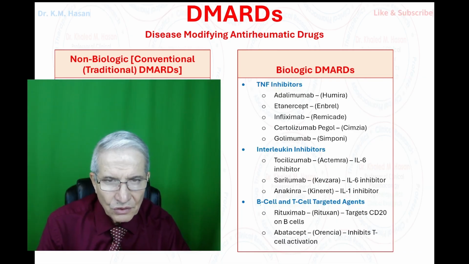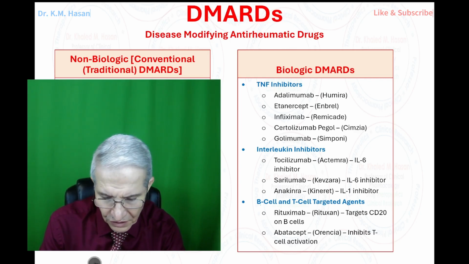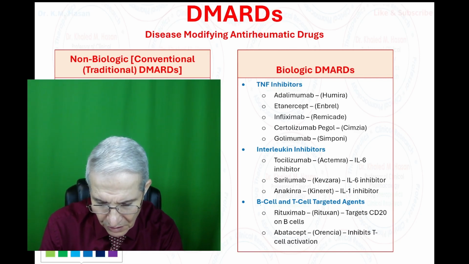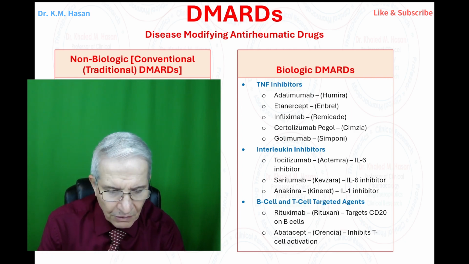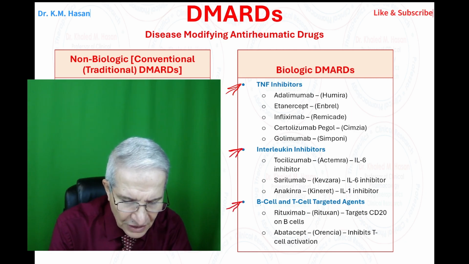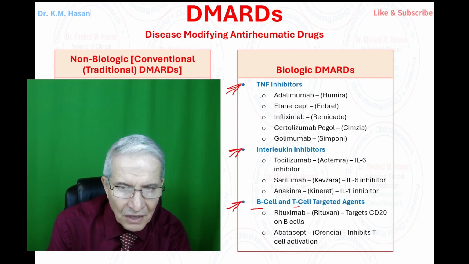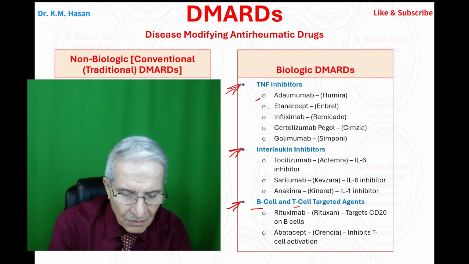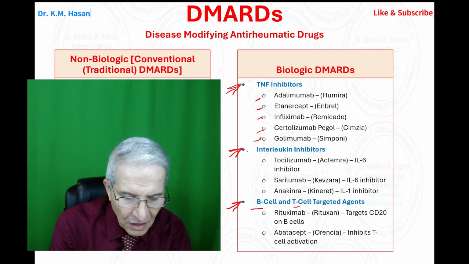Regarding biological factors or biological DMARDs, we have TNF-alpha inhibitors. Let me change the pen here and make it a red color. Okay, we have TNF-alpha inhibitors, and we have interleukin inhibitors. Then we have B cell inactivation and T cell inactivation. I will start with the TNF-alpha inhibitors. We have adalimumab, Humira, etanercept, Enbrel, infliximab, Remicade, certolizumab, and golimumab, Simponi.